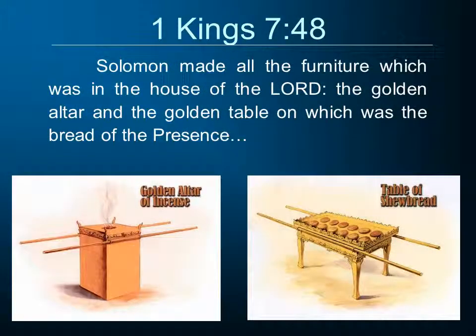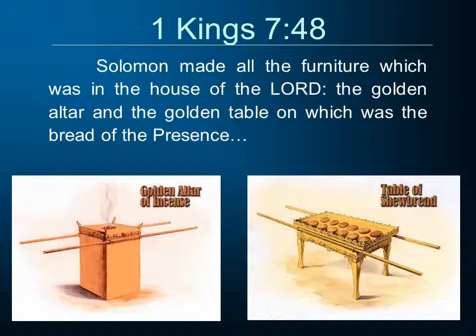As you went into the temple, Solomon made all the furniture which was in the house of the Lord. There was a golden altar, the altar of incense, where twice a day, in the morning and in the evening, a priest would go in and offer incense upon this altar. When you put incense and fire together, there's a sweet-smelling smoke. And it would represent the prayers of God's people going up.